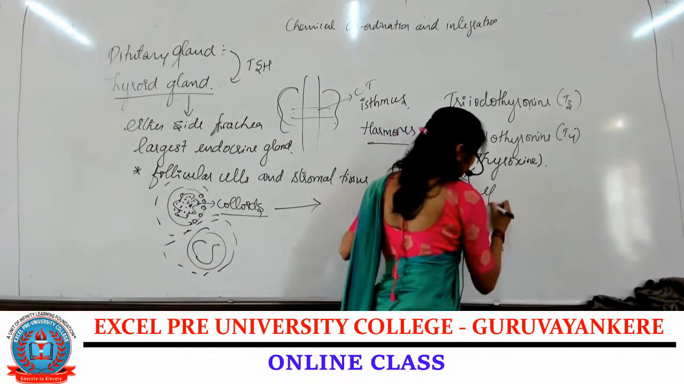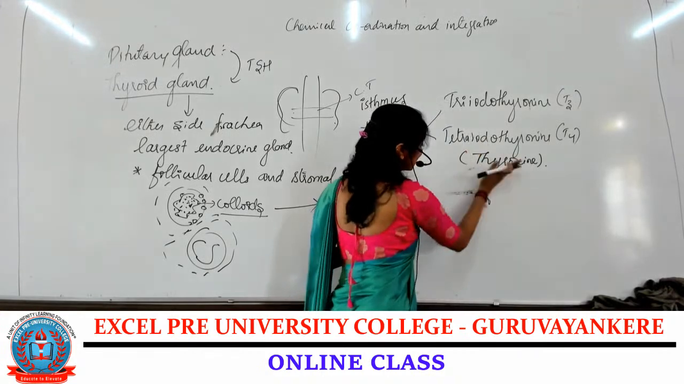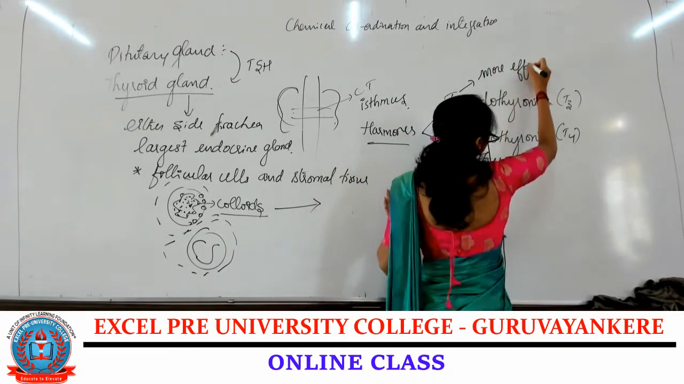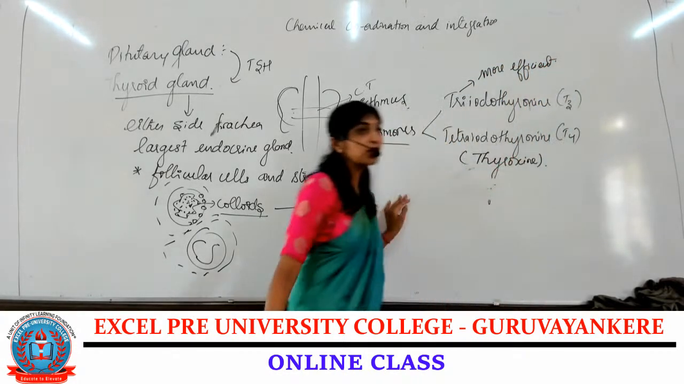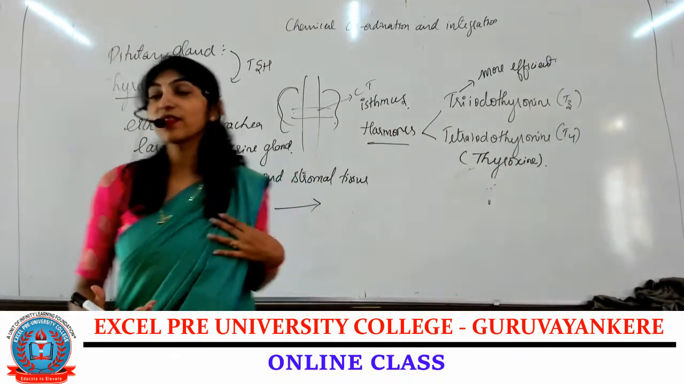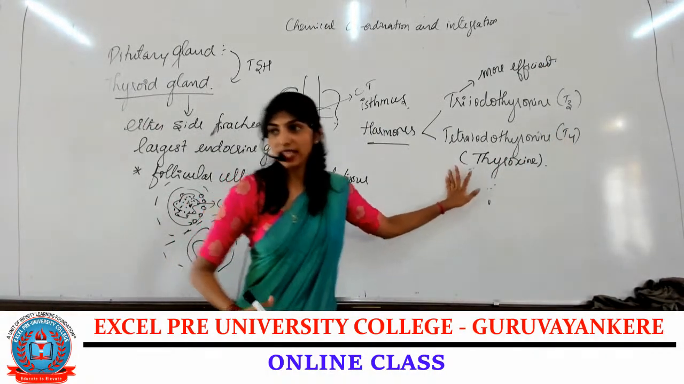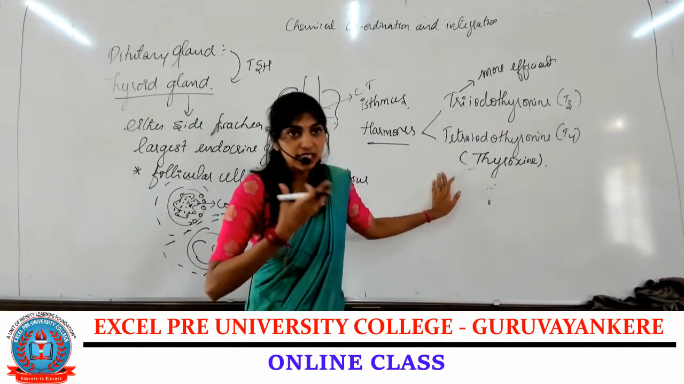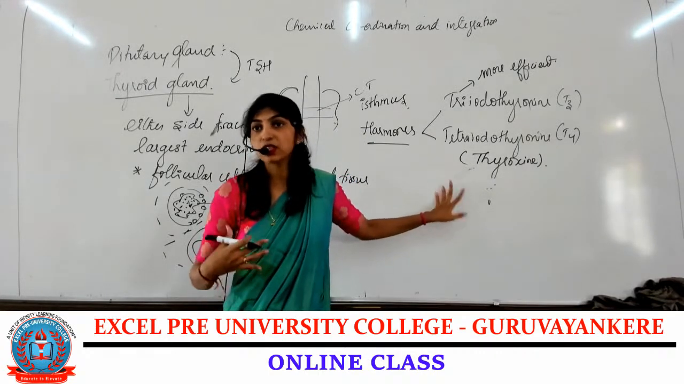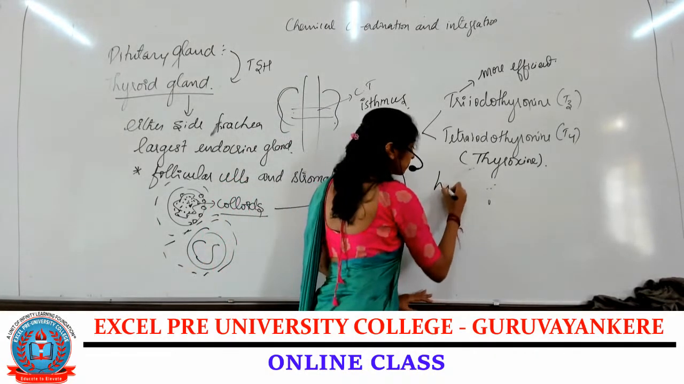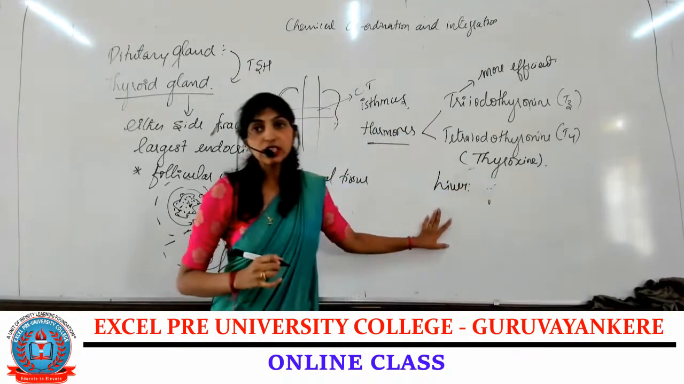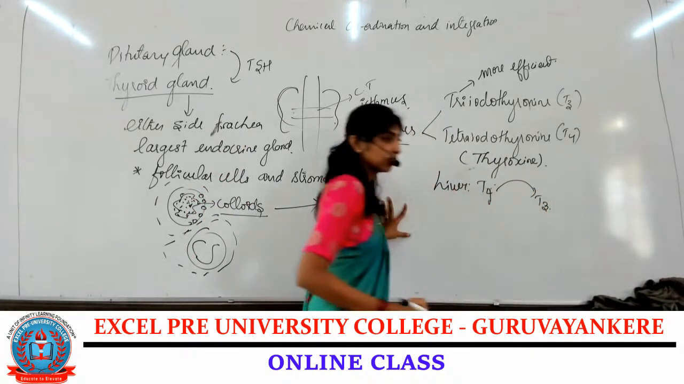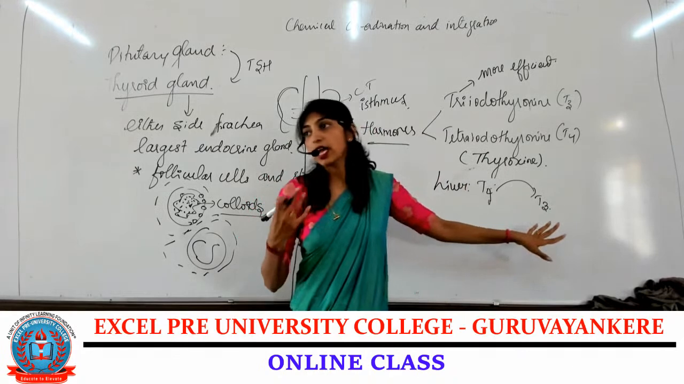which is more efficient or more potent? Triiodothyronine is more efficient, more potent or functional, when compared to tetraiodothyronine. That is why tetraiodothyronine, which is synthesized in the thyroid, when it moves to a peripheral organ, for example the liver, in the liver the T4 will be converted into T3, because T3 is more efficient and more potent.